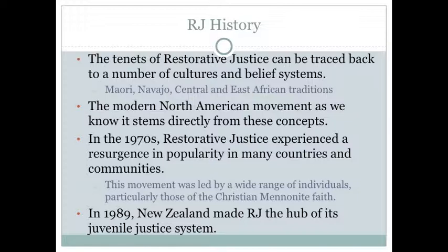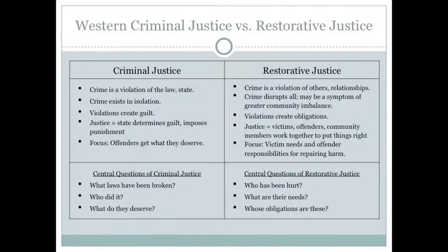This was led by a lot of folks who practice the Christian Mennonite faith. But it feeds in directly to the philosophy that we utilize here at Washington University in St. Louis. Another cool fact, in 1989, New Zealand made restorative justice the hub of its juvenile justice system. So anyone who is not considered an adult in New Zealand goes under a restorative approach to any kind of offense committed rather than one that follows the criminal justice path. Something we think is pretty cool.